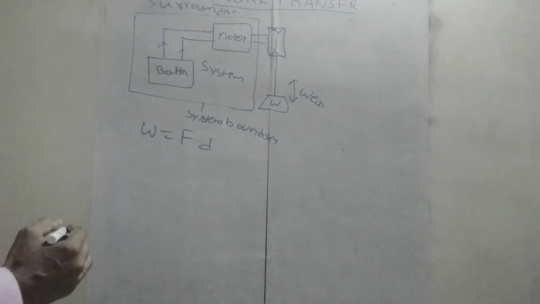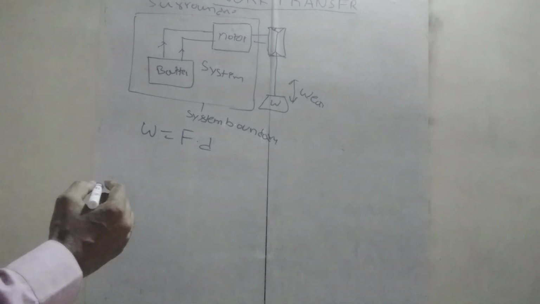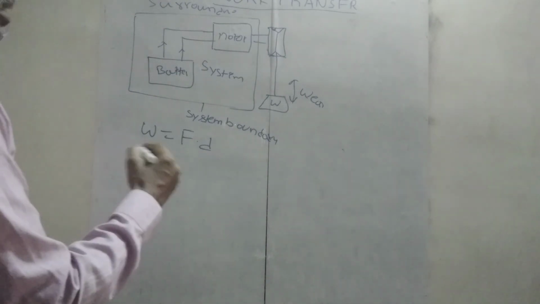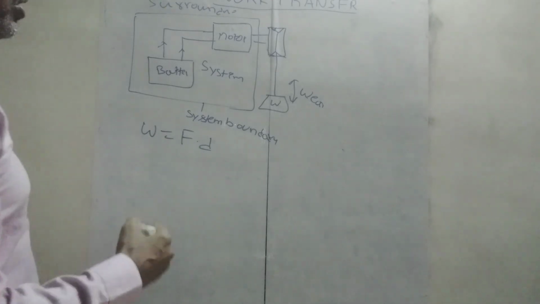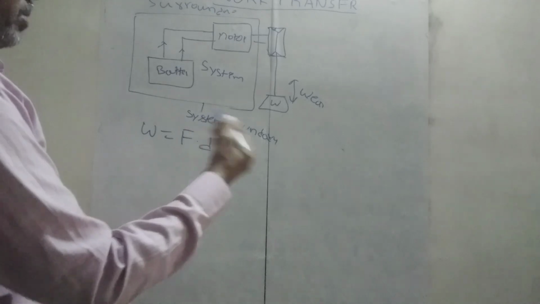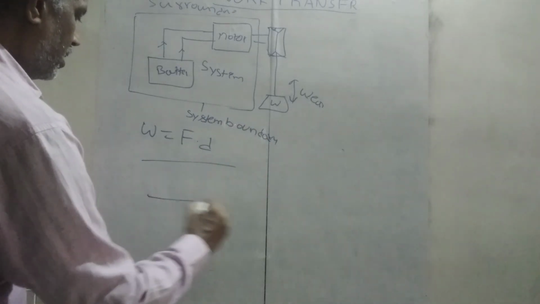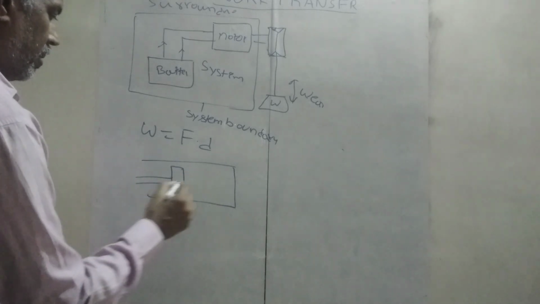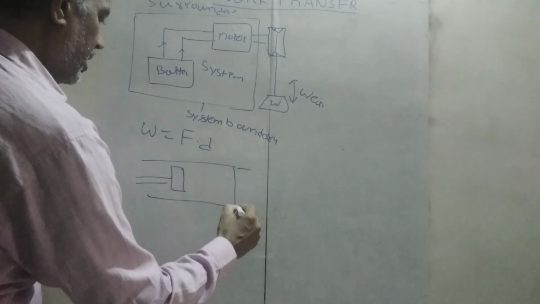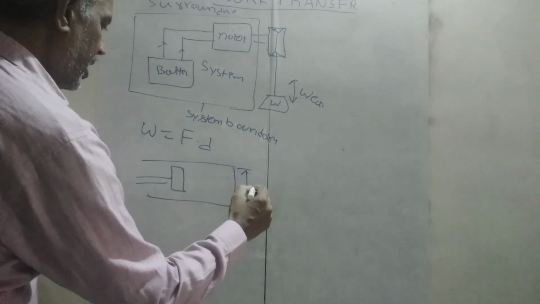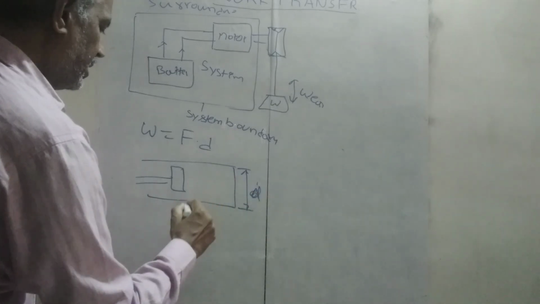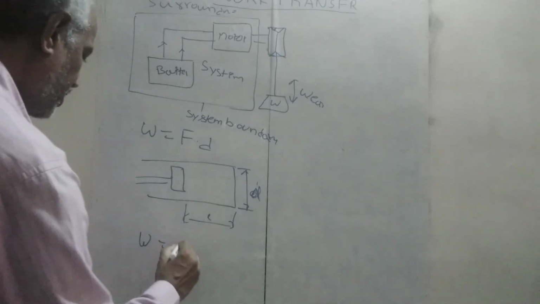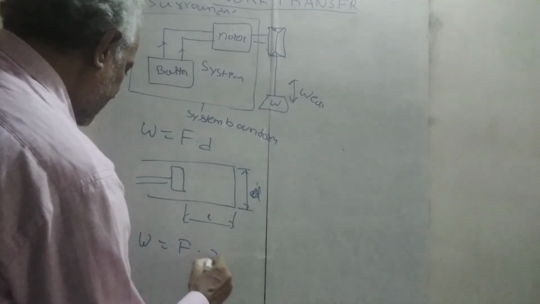Now we will see work as a displacement of the piston. Because we have to represent the work in terms of equations, consider a piston and a cylinder, with area A, diameter D, and length L. Here the work is force into X, where X is the displacement.